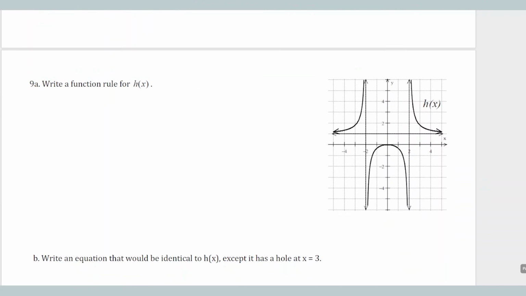All right, so here we are using the graph to come up with a function rule. So let's see what's going on here. I guess I'll just type it out here. We've got a vertical asymptote.